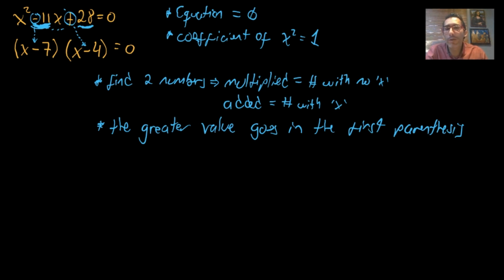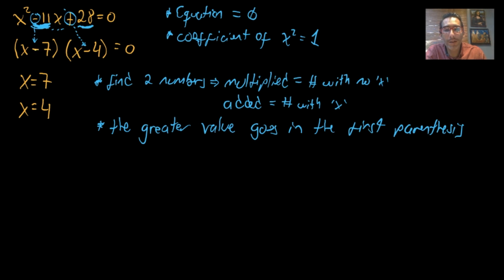Now, we found our two numbers: they multiply to give 28 and add to give negative 11. So when we get to this point, what we are saying is that x can take two values. x can either be 7 or 4. Check out the values of x.